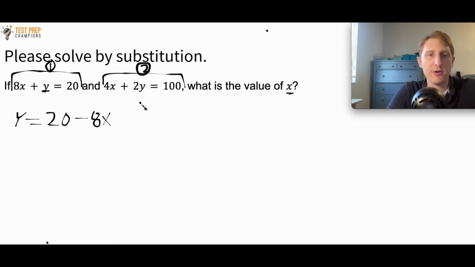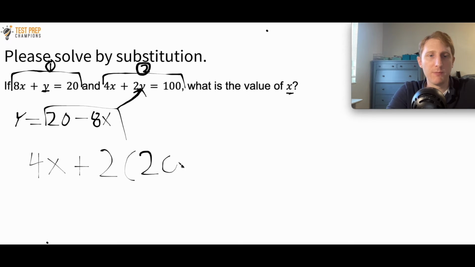The next thing I want to do here is come up to equation 2. Where I see this y, I want to plug 20 minus 8x in here for y. Hopefully now it'll be a little more clear why I wanted to start by solving equation 1 for y. The reason is because we're going to end up with just x's in equation 2, which is going to get us closer to the final answer, which is x. We want to find the value of x here.